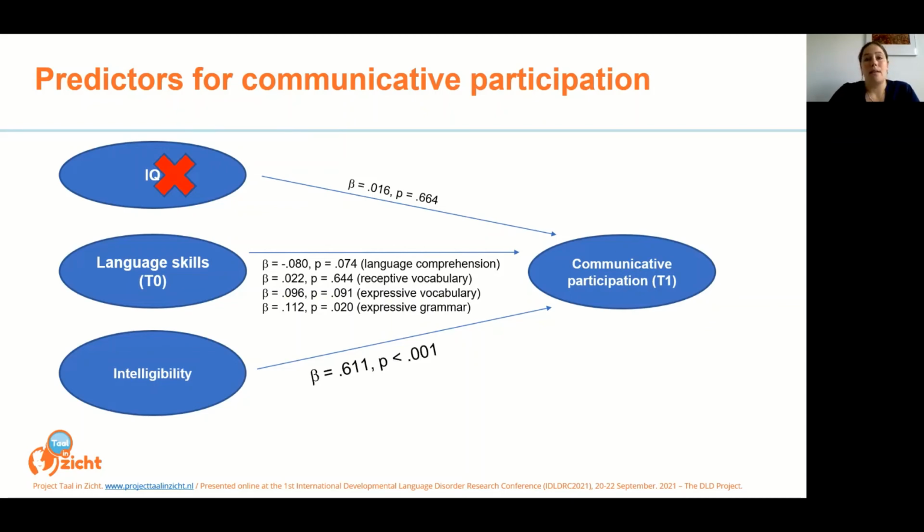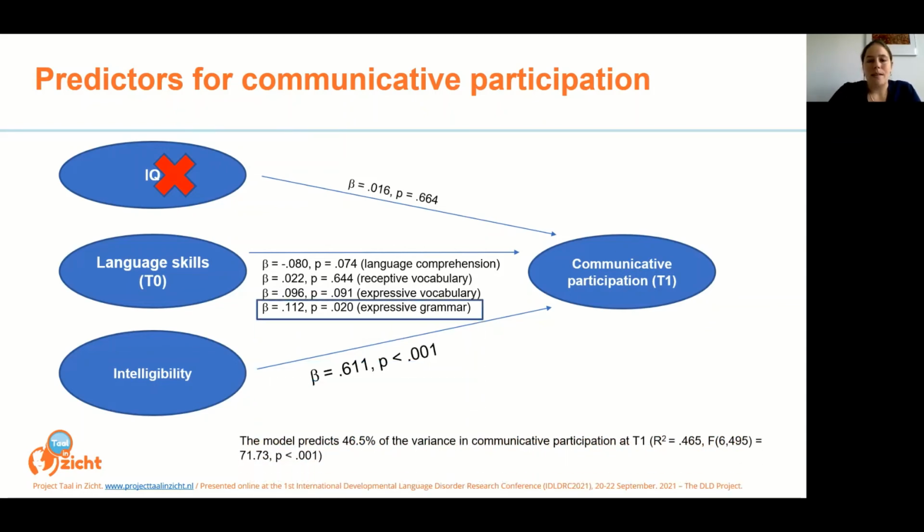Wow, mega significant. So what we see here is that expressive grammar and speech intelligibility both predict communicative participation at T1. And this model predicts 46.5% of the variance in communicative participation at T1. So that's a pretty good score, right? So expressive grammar and speech intelligibility seem to matter in the extent to which children can independently communicate and participate with their surroundings.